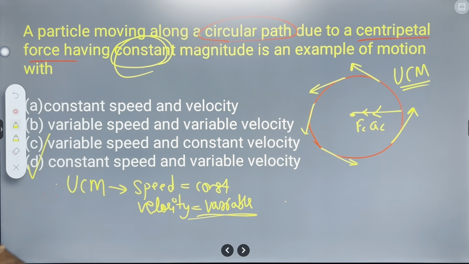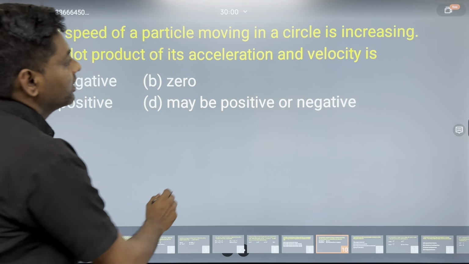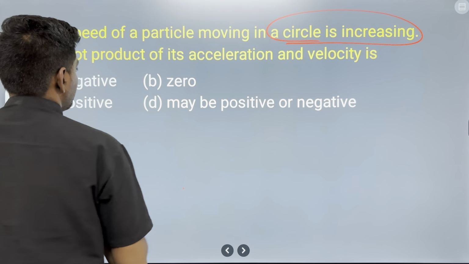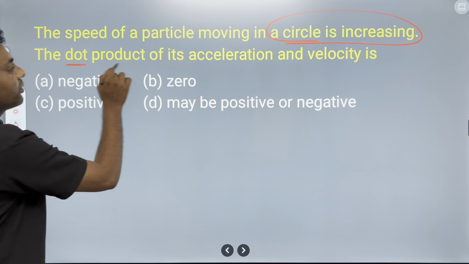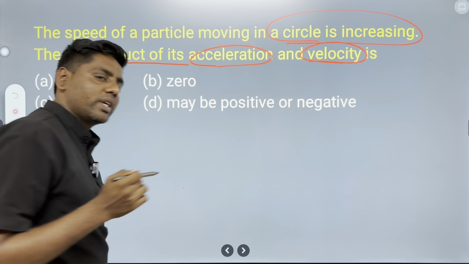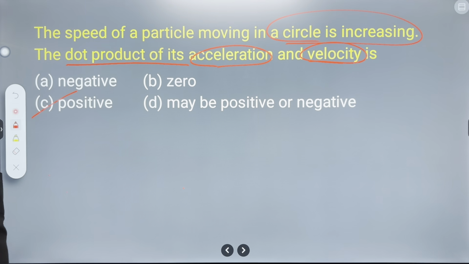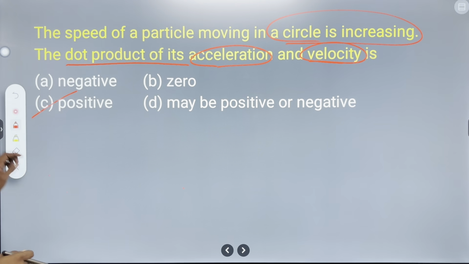Next, the speed of a particle moving in a circle is increasing. So when it increases, definitely it is an example of non-uniform circular motion. So then the dot product of acceleration and velocity is... this is a very simple question. The dot product of acceleration and velocity will always be positive because speed is in increasing order.